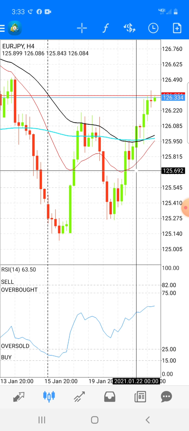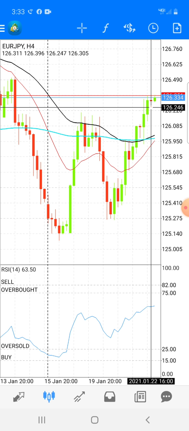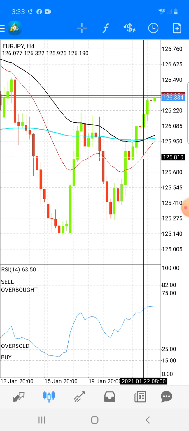Same here. It says the 50 crossed the 200, and then what it will start doing is start shooting up. Why? Because it crossed. And I'm thinking what's going to happen: this 20 is going to cross the 200 and the 50, then Euro JPY is going to continue bullish, or continue up.